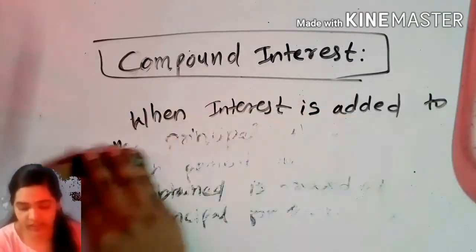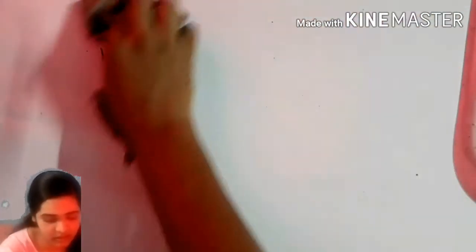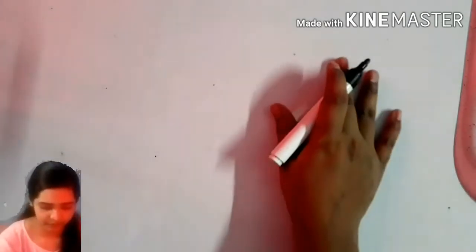Obviously, compound interest is giving us a higher amount than simple interest, but for the first year itself, both compound interest and simple interest have the same value, as the principal is the same for the first year for both. So let's take an example. Before that, we will learn the formula for calculating compound interest.